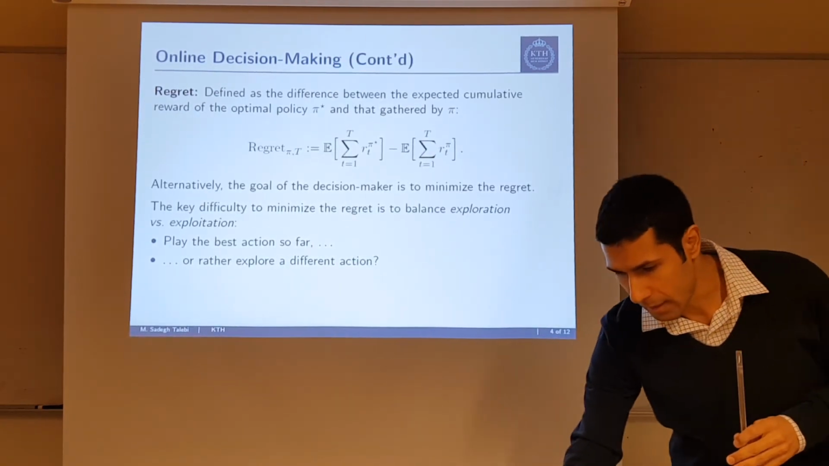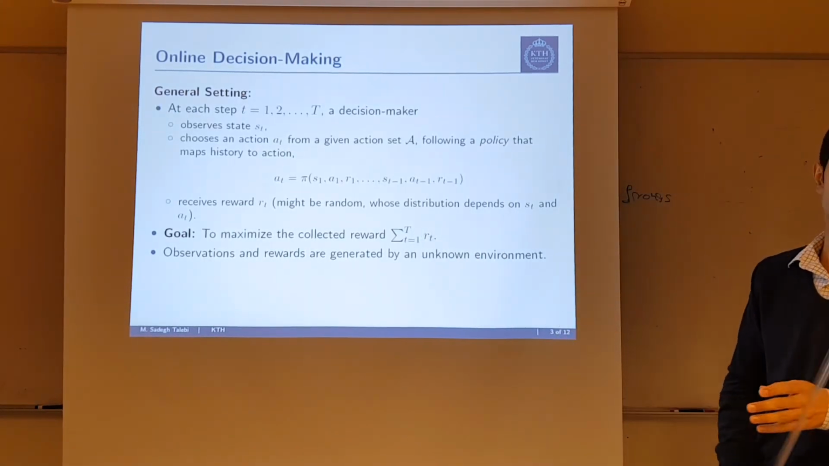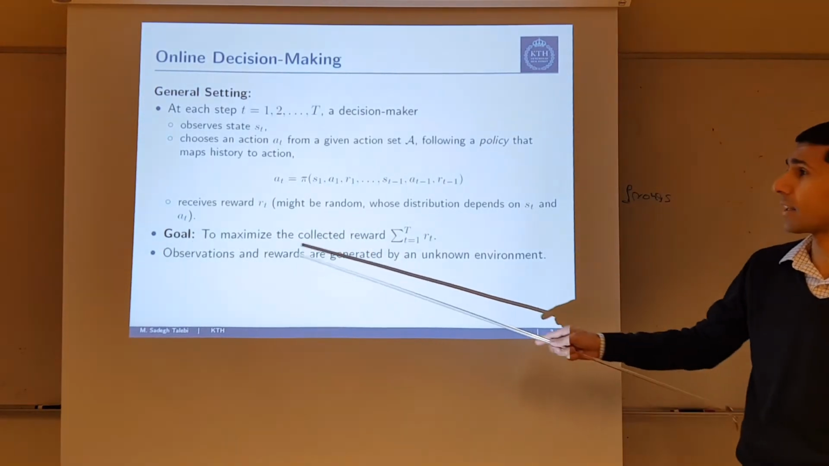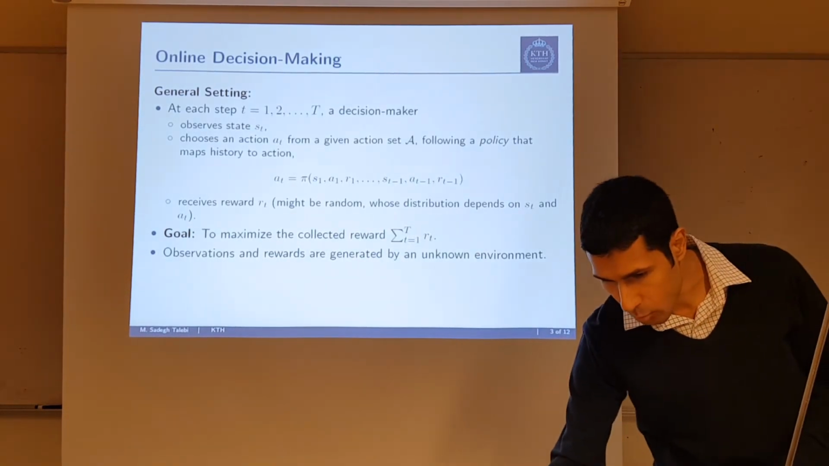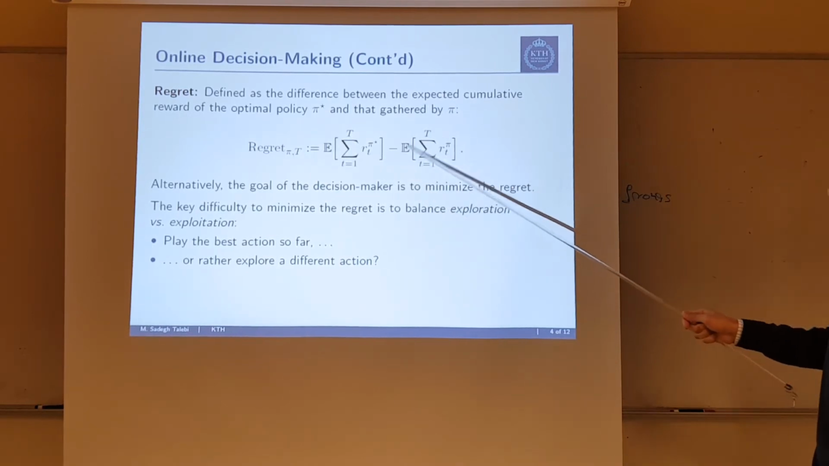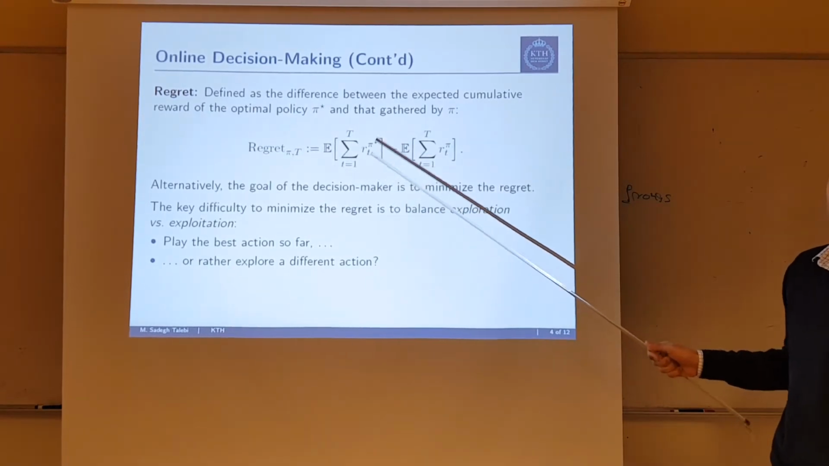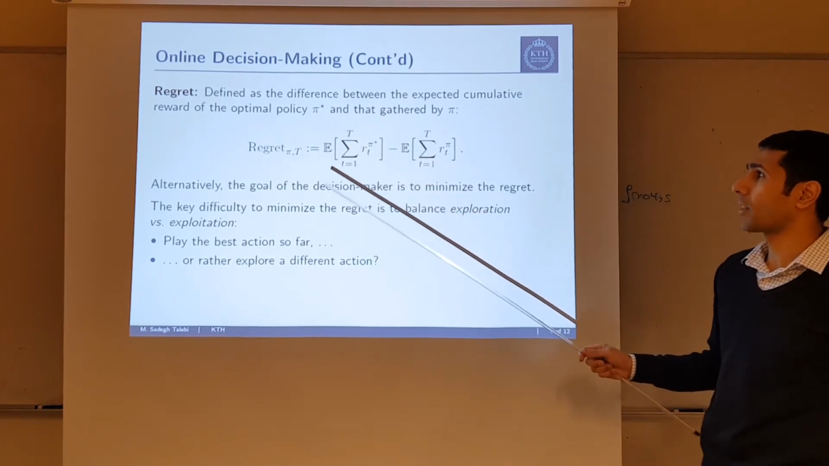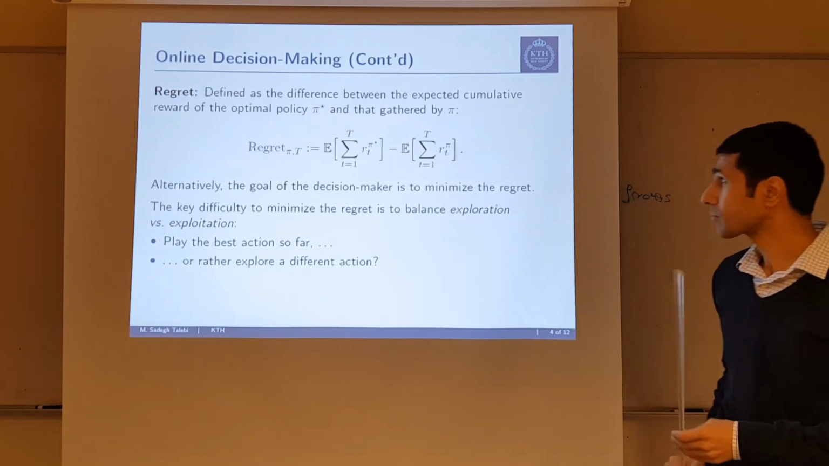So yeah, there is a randomization. This would be a random variable, and one goal, this is a pretty big goal, we can set is to maximize the collected reward in expectation. To this end, maximizing this quantity amounts to minimizing this quantity because this is fixed. This expectation is fixed because pi star is fixed. Then either you minimize the regret, or you maximize the expected cumulative reward.